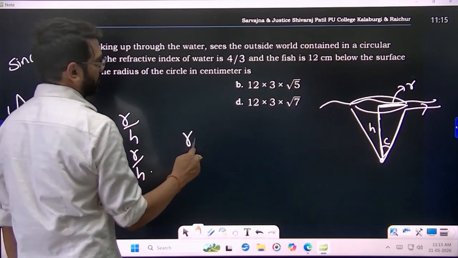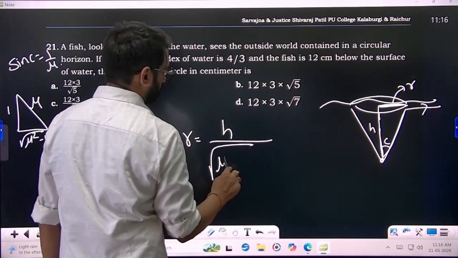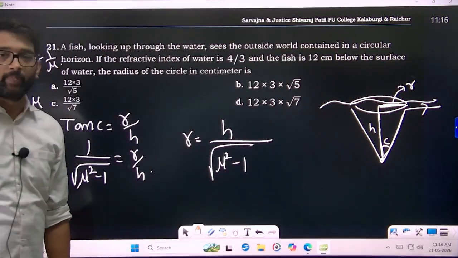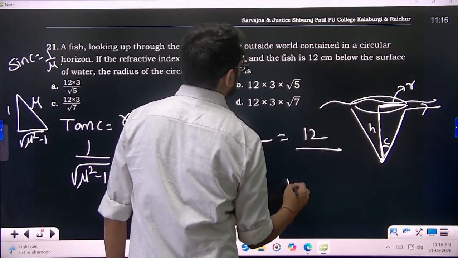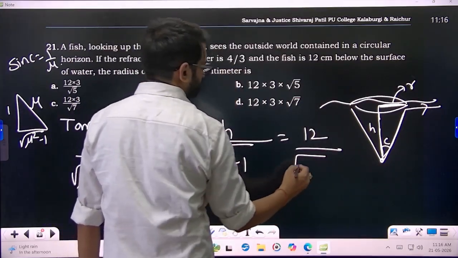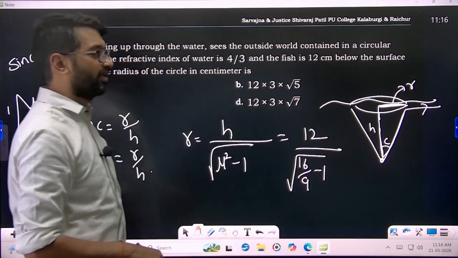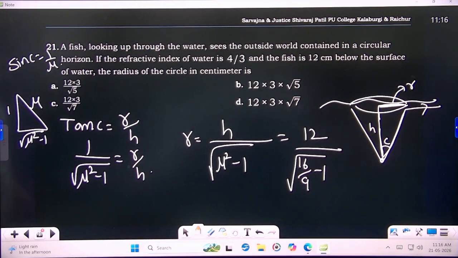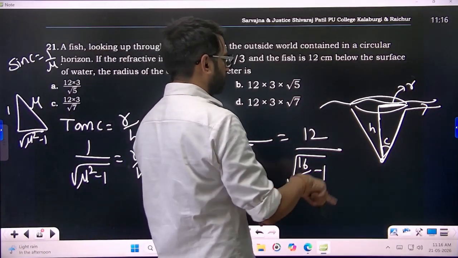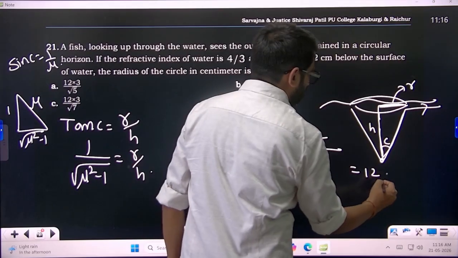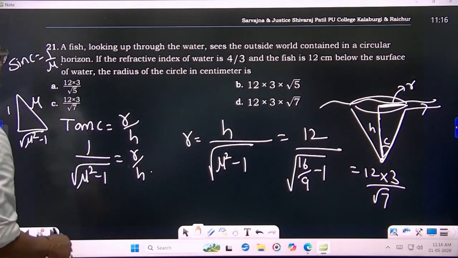So as we are asked to find r, r is equal to h divided by root over mu square minus 1. Substitute the values. h is 12 divided by root over mu square, which is 16 by 9, minus 1. 16 minus 9 would be 7. So 7 by 9 under root. The root of 9 is 3, so 3 goes to the denominator. 12 into 3 divided by root 7 cm.